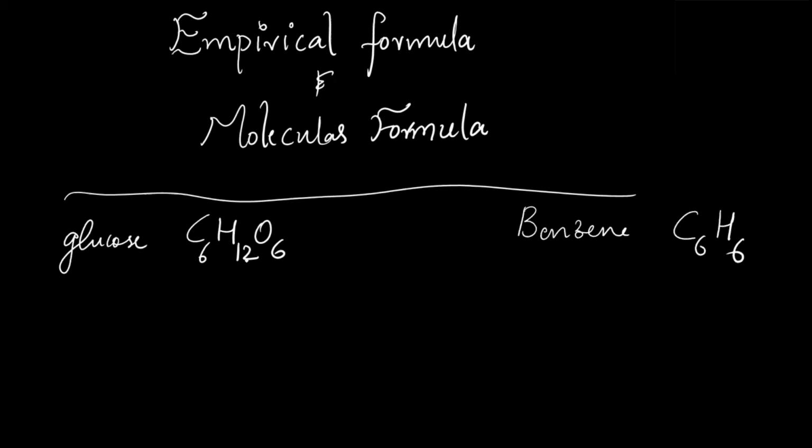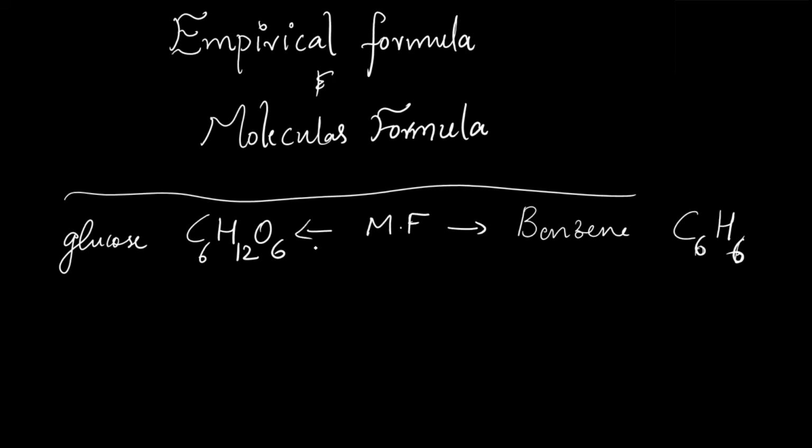And what other information will you get here? You will also get how many carbon atoms, how many hydrogen atoms and how many oxygen atoms are present in glucose. The formula gives the complete idea about the number of carbon atoms, that is 6, number of hydrogen atoms 12, and number of oxygen atoms 6. Like that, in benzene, there are 6 carbon atoms and 6 hydrogen atoms in the molecular formula. So this is the molecular formula of both benzene and glucose.